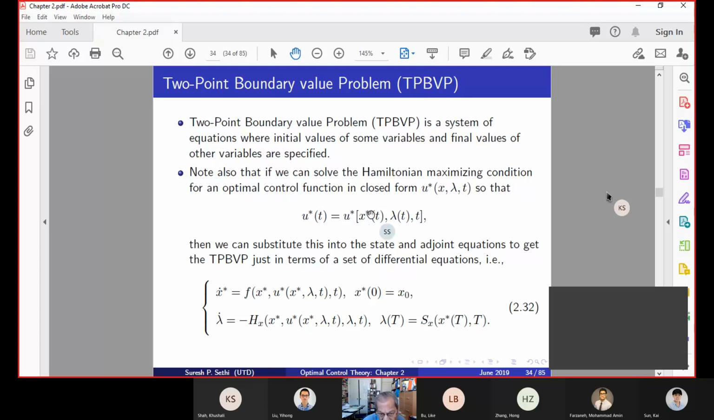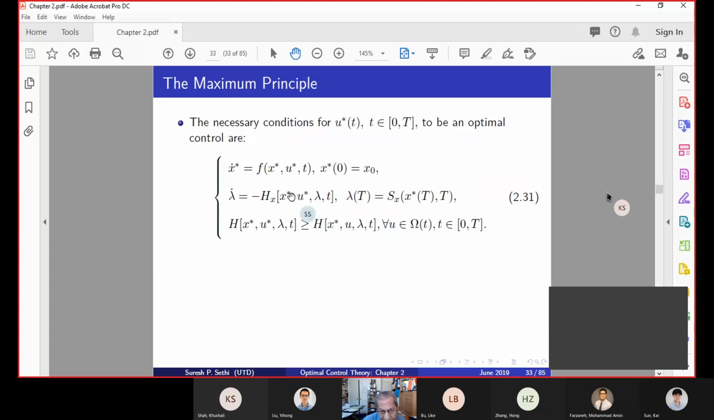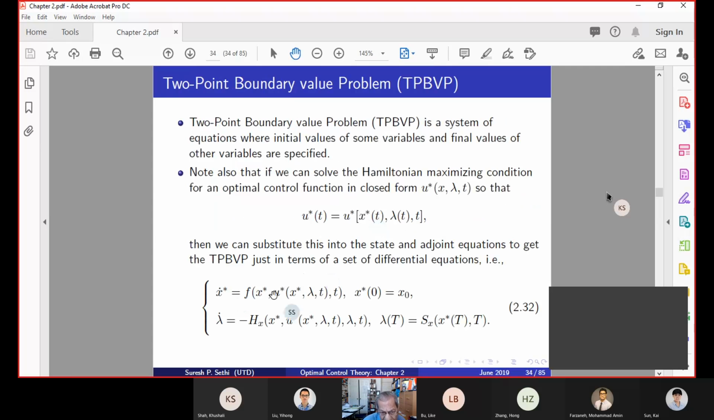If I put that function in here and in here, then I have two equations. One is an x star dot, one is lambda dot, and I have no u anymore. Everything is x and lambda. So I have two differential equations with u already out of the picture, and in principle, I can solve this equation. How do I solve this equation?